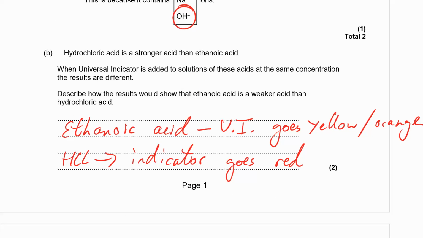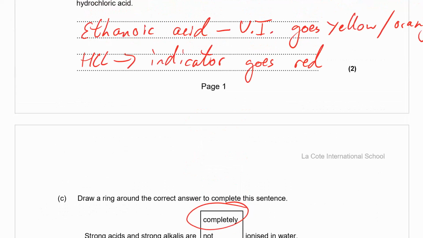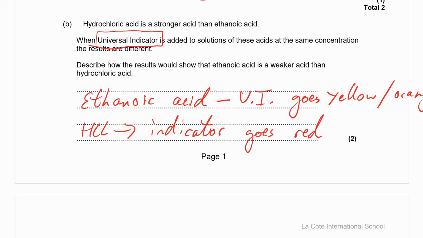Moving on, describe how the results would show that ethanoic acid is weaker than hydrochloric acid. You essentially just needed to explain what they would do with universal indicator. So that was a key point. This is universal indicator, not another indicator. So ethanoic acid goes yellow or orange, whereas hydrochloric acid goes red. It's not a paler red. You would need both of these for the 2 marks, 1 mark for each of them. A paler red would not get you a mark because the universal indicator goes different colours.